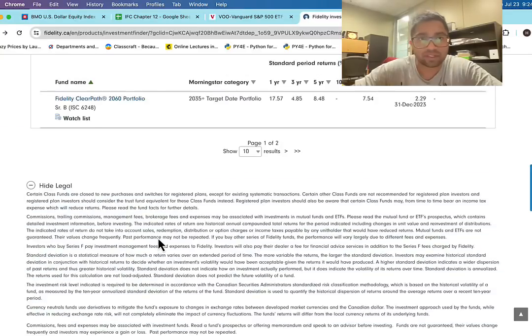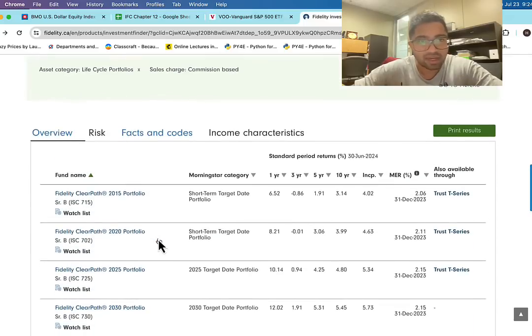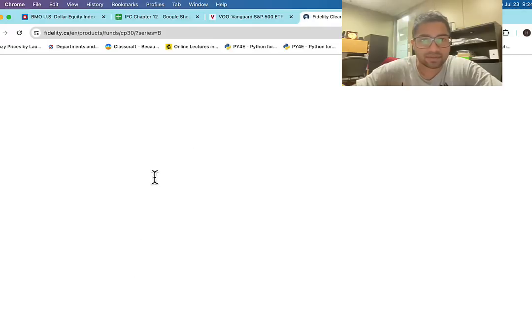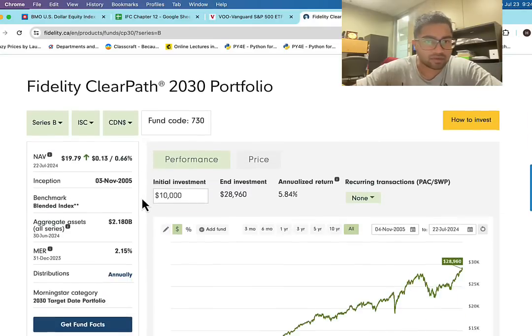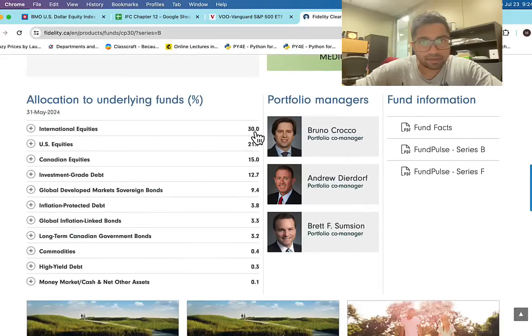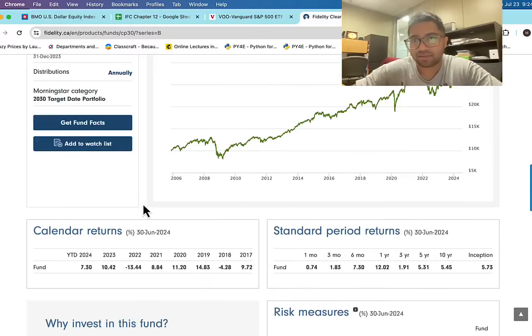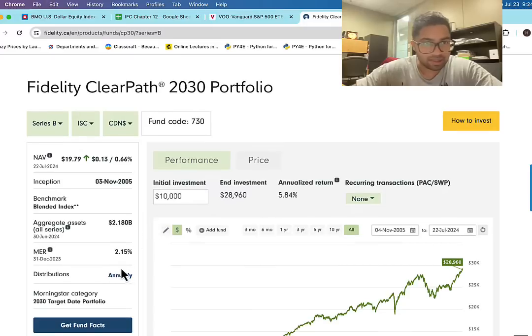If you see funds maturing right now, they will have higher bond allocation. If you see the 2030 portfolio, let's say a fund maturing 6 years from now, equity is still there, but they're moving towards investment grade bonds, global bonds, which the 2055 fund had zero allocation to. This has more allocation towards bonds now. So as a fund progresses in age, they will have more allocation towards bonds. The MER is 2.15%.